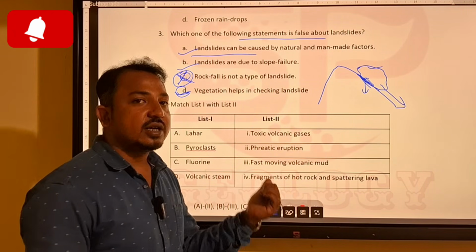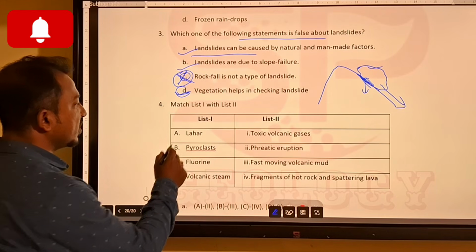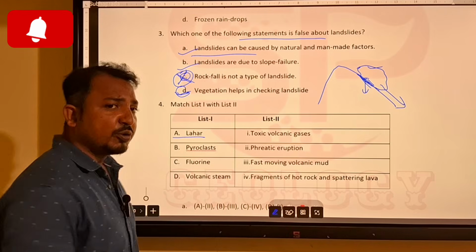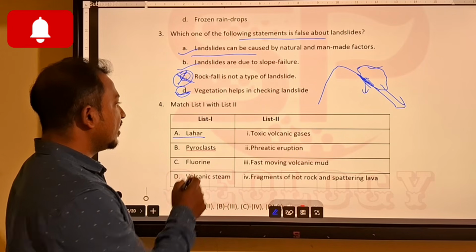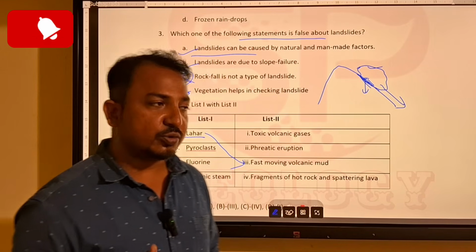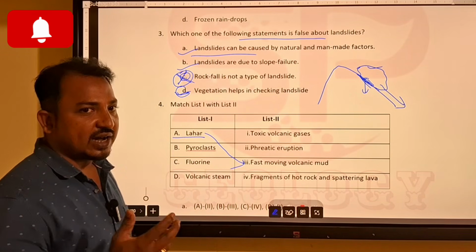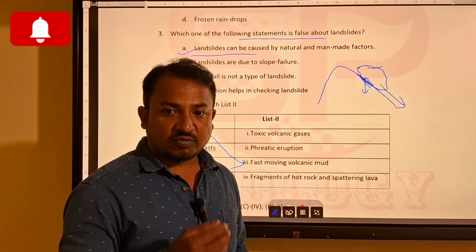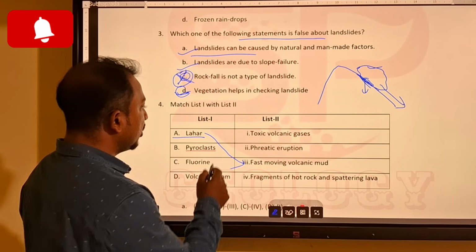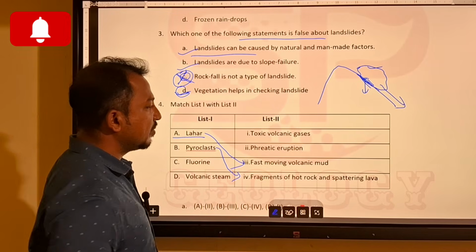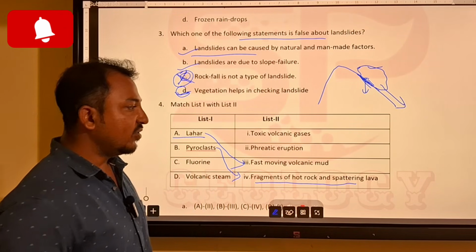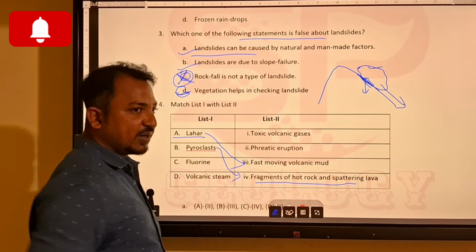Then move to this matching question. First thing, lahar. Lahar is also a mass wasting product, but here it is related to fast moving volcanic mud, mostly pyroclastic material or volcanic ash material mixed with water. They flow down the hill. That is called lahar. Pyroclast we discussed: that is fragments of hot rocks coming out from a volcanic vent. This is called pyroclastic material, that is a solid product.